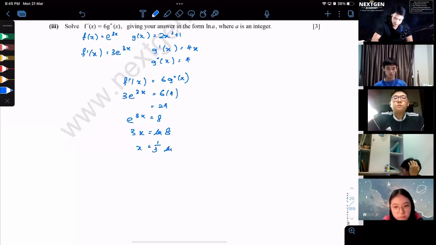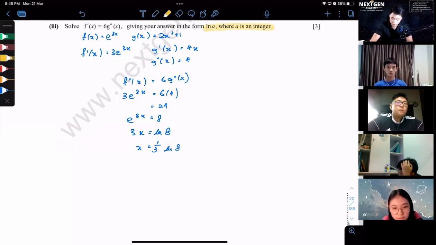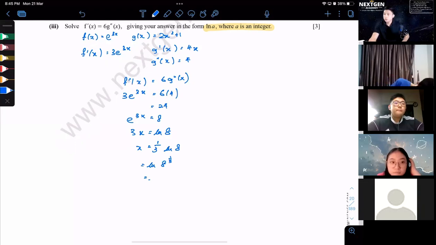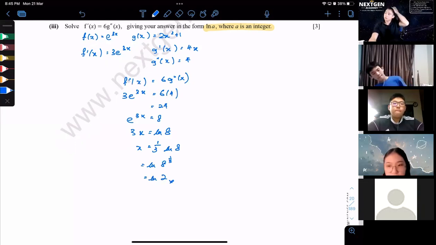Okay, they want us to present it in the form ln a, where a is an integer. Therefore, I have to change it to ln 8 to the power of 1 over 3, which is ln 2. Okay?